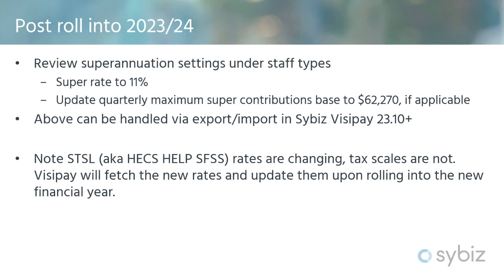And just one thing that we get asked quite a bit as well is the tax scales changing. Not your normal PAYG tax scales, but what's now STSL, previously known as HEX or HELP or SFSS. Those rates are changing. When you roll into the new financial year, you'll get the message that there are new tax scales available to be applied, or actually I think the message is intelligent enough that it just says STSL, and they will get applied to your system when you roll the financial year. They will get published by Sybiz in the next few days. When you go into Visipay, Visipay will fetch those new STSL rates and put them in a little holding area within the database until you roll into the new financial year. So that's the process that happens there.